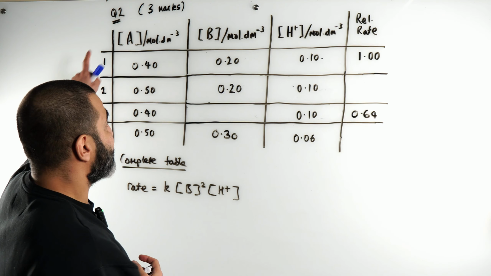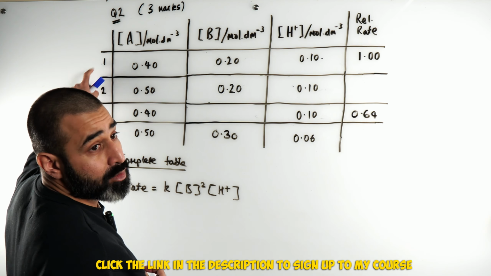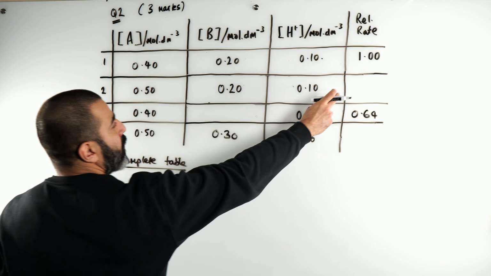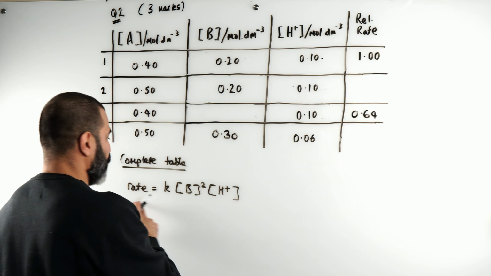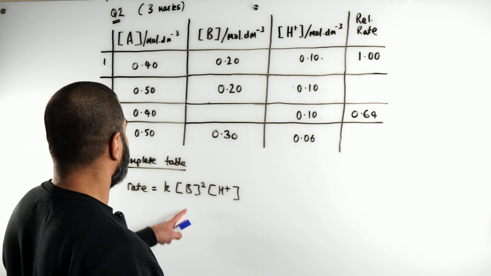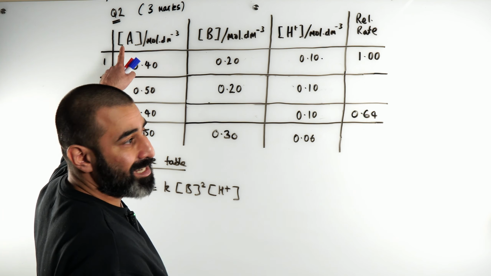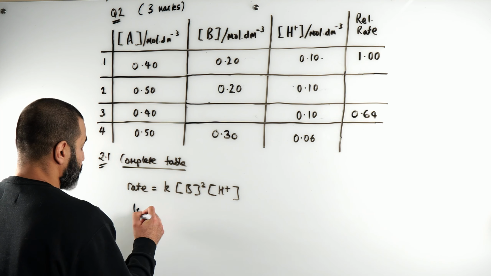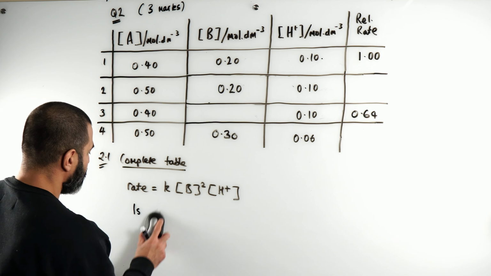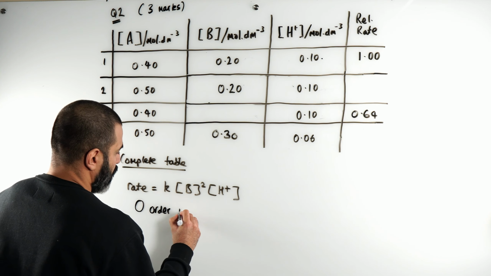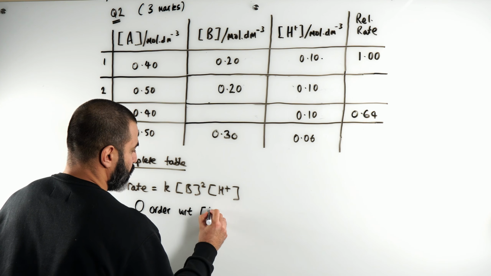And you're given this table of different experiments, 1, 2, 3, and 4. You've got to complete the gaps, gap 1, 2, and 3 for 3 marks, and you're given the rate equation, okay? So, first thing when I'm looking at this is that the concentration of A doesn't appear in the rate equation, so this must be zero order with respect to the concentration of A.